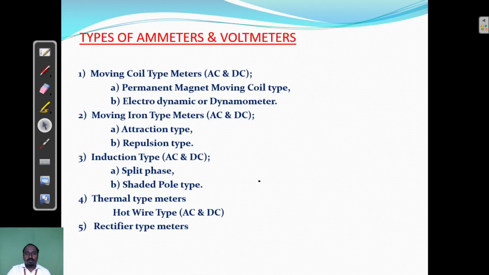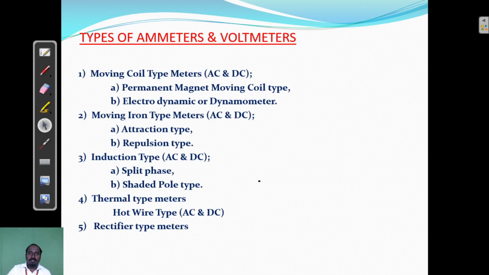It is again divided into AC and DC. Then there are 2 subsections in moving coil type meters. They are permanent magnet moving coil type and electrodynamic or dynamometer type. The second one is moving iron type meters. There are also AC and DC types, and it is also subdivided into attraction type and repulsion type meters.